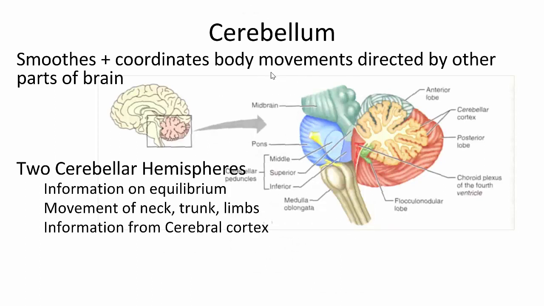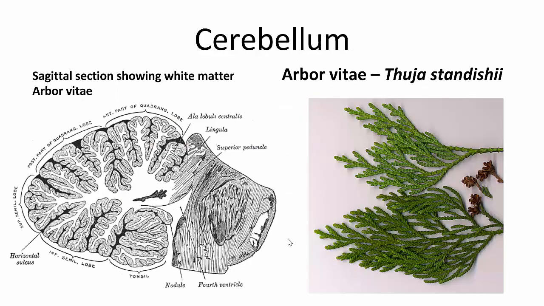of your body, and it's really important for keeping your body movements sort of not jerky and out of control. If you look at the interior of the cerebellum, you're going to see the gray matter and white matter organization, and the white matter of this cerebellum looks kind of like a tree, and literally it's referred to as arbor vitae, which means tree of life.